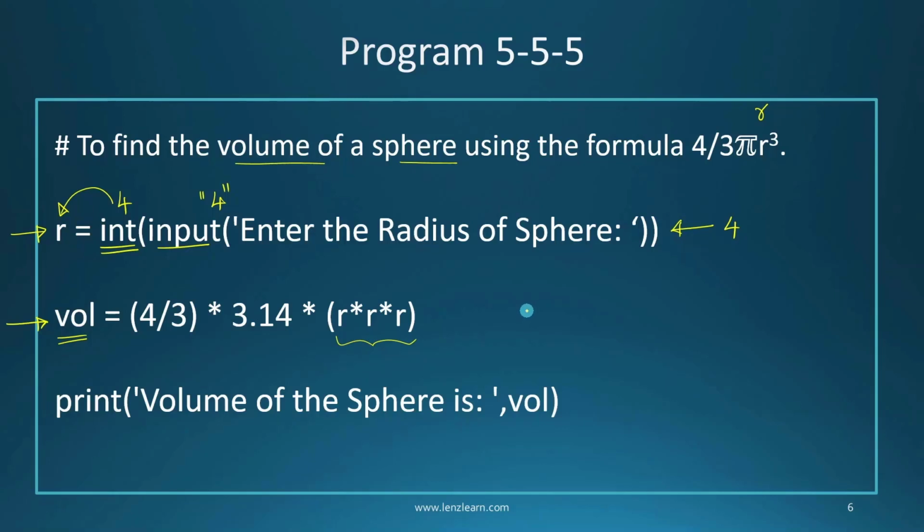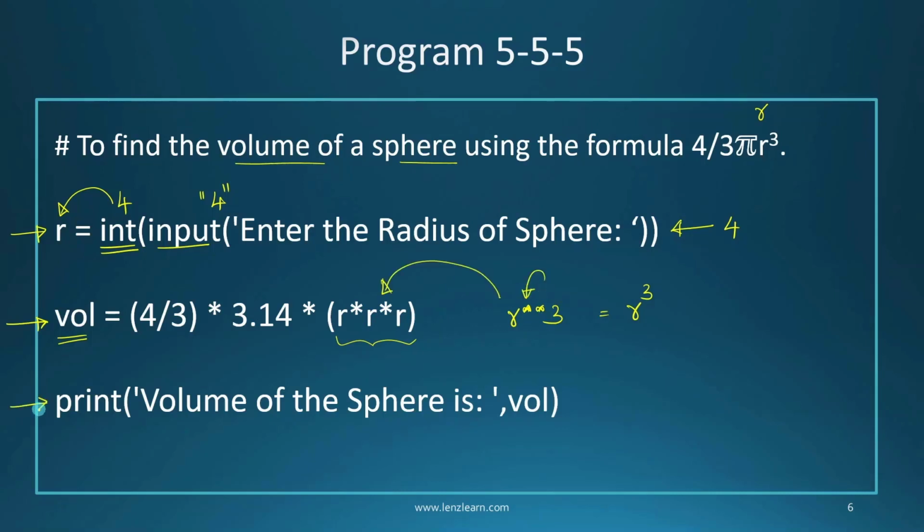We have already studied an exponent operator which works with 2 stars. Right, so if you write r star star 3, that is equivalent to r raised to 3. So you can replace this r into r into r with r star star 3. It will give the same result. Now when you study the subsequent chapters, we will study there is a new function called POW which can also do the same job. So right now you don't have to know that. At least you don't have to write r into r into r. You can use the exponent operator.